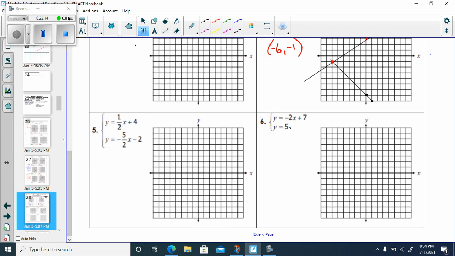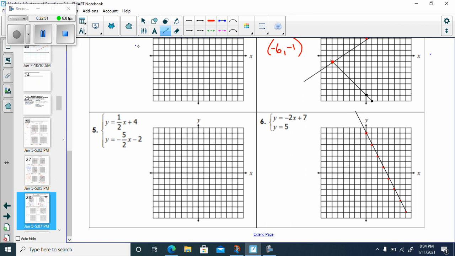Let's try number 6. Y is equal to -2x plus 7. Let's start at 7. My slope is -2. That's down 2 and over 1. Down 2 and over 1, and so on. You can do that as long as you want to, guys. I just did it for a good way, so it's easy for me to draw my line and make sure I got them through the points.